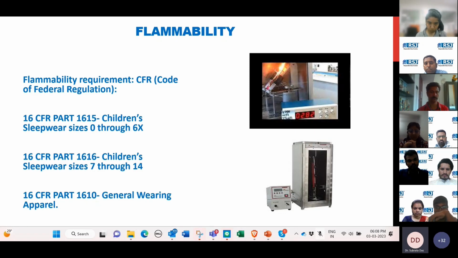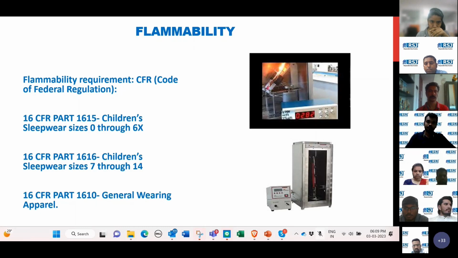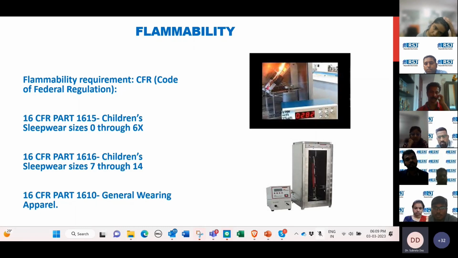So these are the Code of Federal Regulations. Any children's garment should pass these tests. Only then can it be exported or accepted by the buyer. So flammability is a no-tolerance issue. It is a critical defect, or a critical point of concern, you can call it, for a particular product.